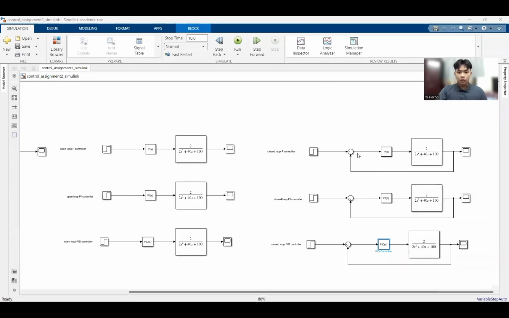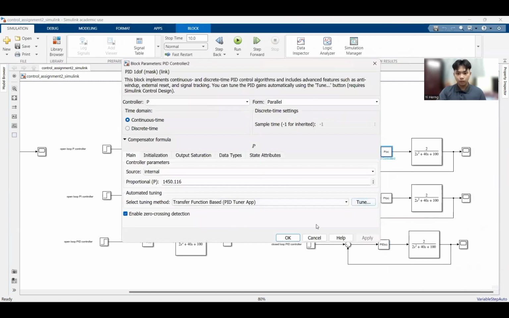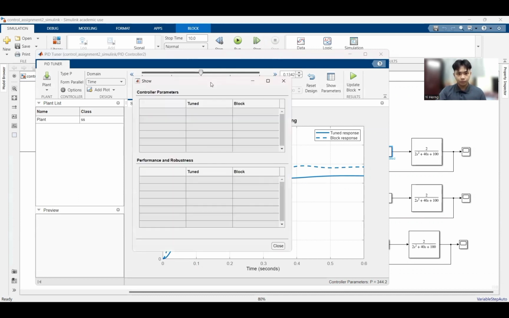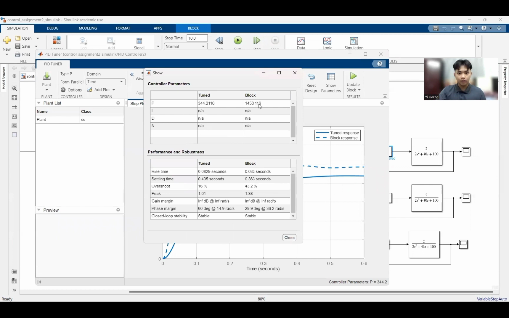Now I'm going to show you the tuning process using MATLAB. From here, we click the P controller and click tune. It will show the result in this graph. The dotted graph shows the response of the transfer function before we tune it, and this is the response after we tune it. To compare the two sets of parameters, click here, show parameters. It shows the block diagram and the tuned response.